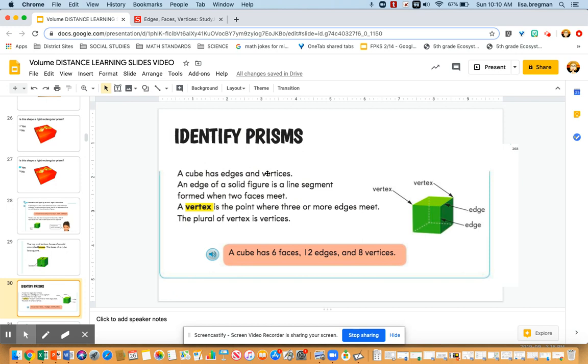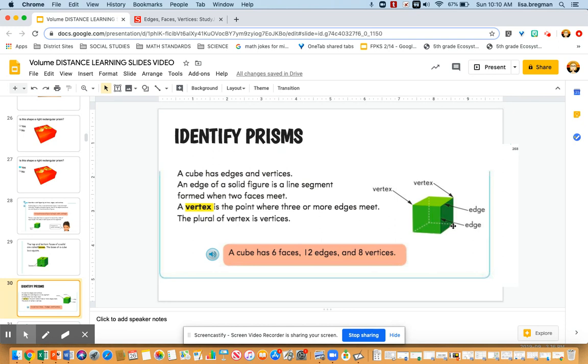A cube has edges and vertices. An edge of a solid figure is a line segment. So a line segment has two endpoints. So here and here is a line segment. From here to here is a line segment. From here to here is a line segment. An edge of a solid figure is a line segment formed when two faces meet. So that is called a vertex. A vertex is a point where the edges meet.